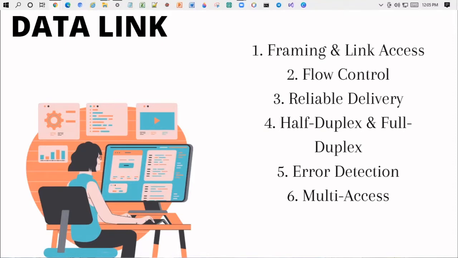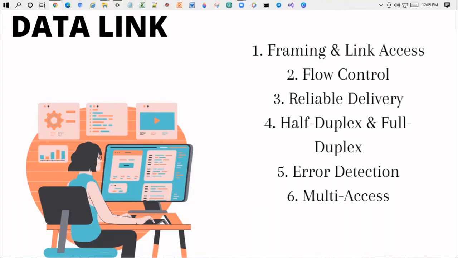Next is reliable delivery. If a link layer protocol provides the reliable delivery service, then it guarantees to move each network layer datagram across the link without error. Next, half duplex and full duplex. Full duplex describes simultaneous data transmission and reception over one channel, and a half duplex device can only transmit in one direction at one time.